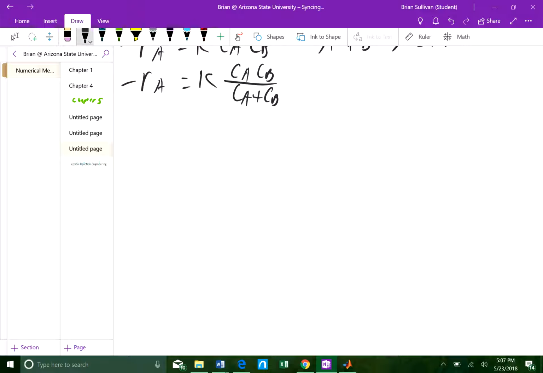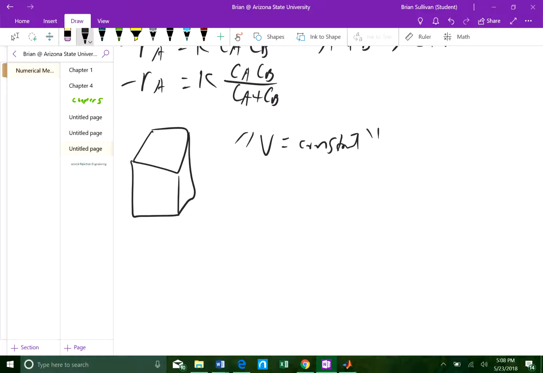Okay, so material balance, and this is for a batch reactor. Let's do a brief overview. A batch reactor is a rigid volume, meaning volume is equal to constant, where the volume isn't going to change.